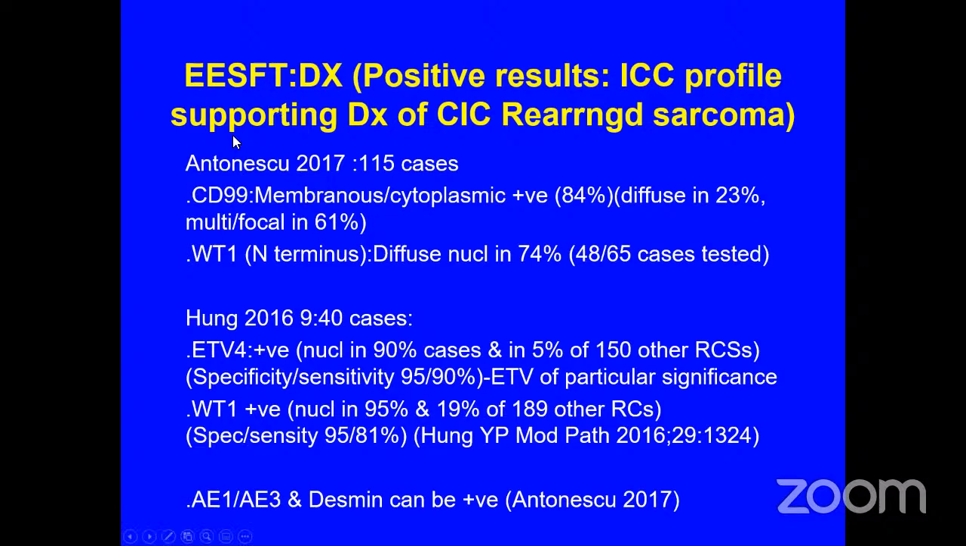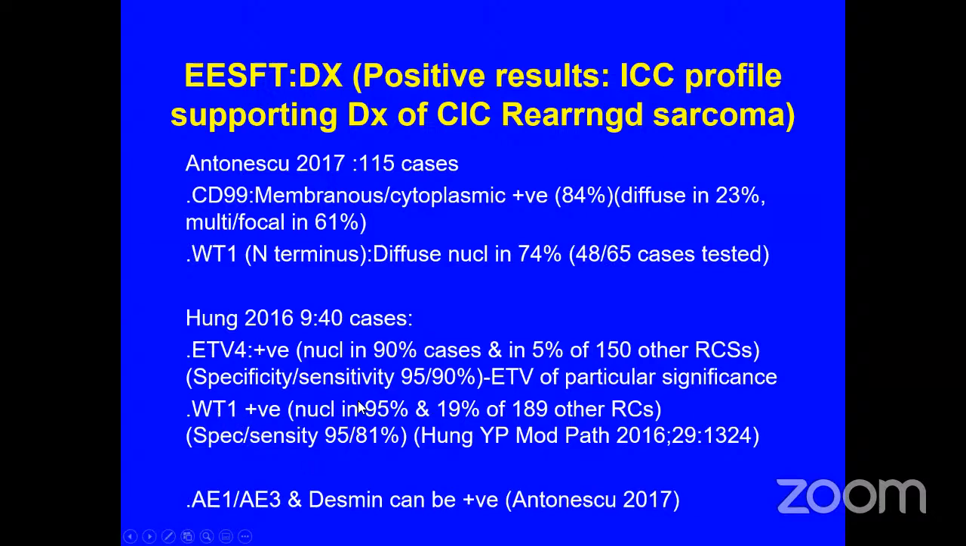And there are these markers described here in the literature. CD99. As you will see, CD99 figures virtually in every Ewing family tumor. So CD99, WT1 N terminus, this is important. And then ETV4 is positive. This is a very important marker. It has a specificity and sensitivity of 95 and 90%.